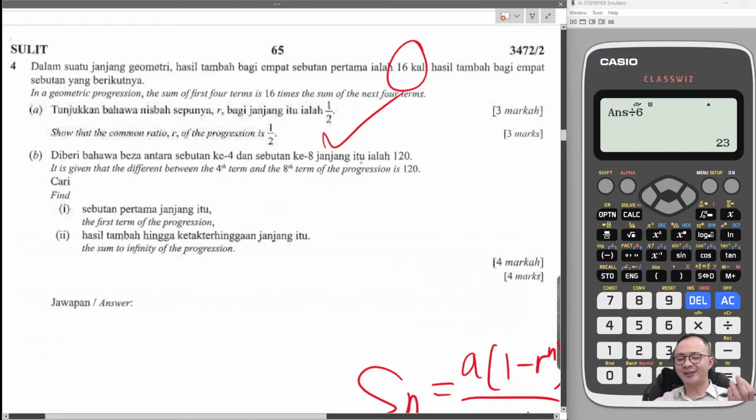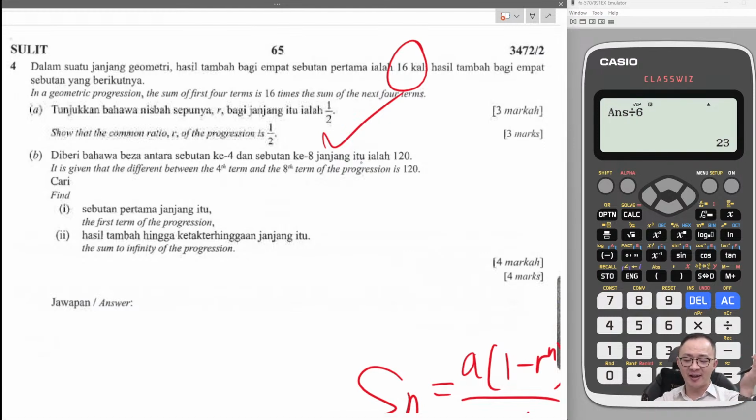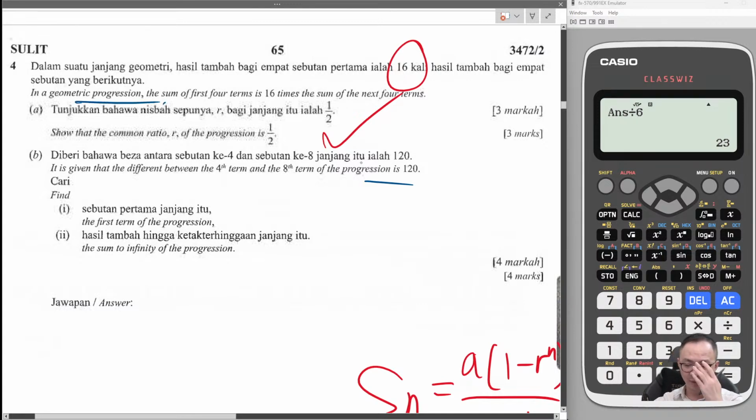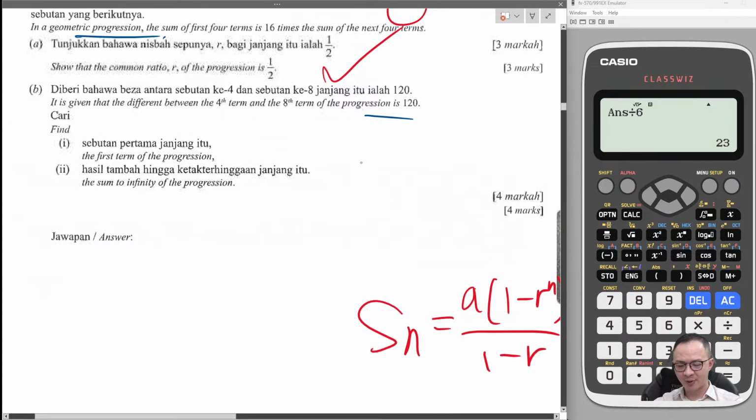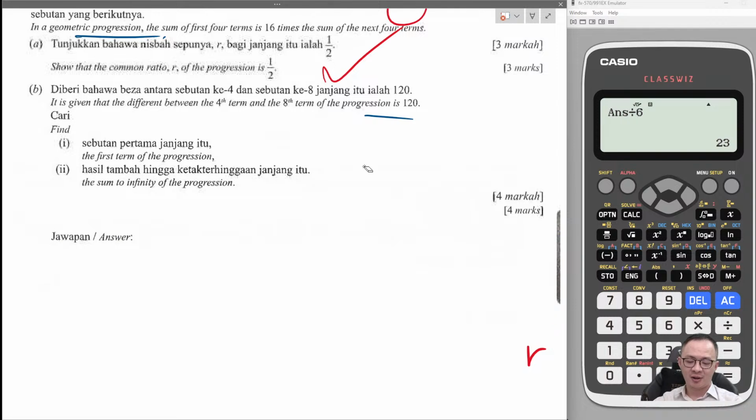So it's given that the difference between the fourth term and the eighth term of the progression is 120. I think the progression they are talking about is a geometric progression. Find the A, and find the sum to infinity. The difference of them, I'm not sure which one plus which one, but I think it's T4 minus T8.